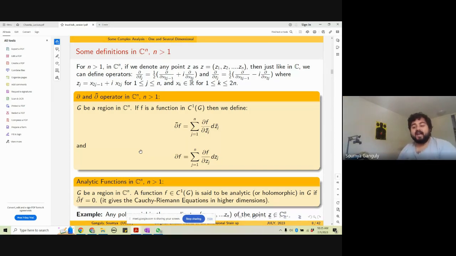Now if you are in Cn, then we define these operators, del z and del z bar. You see that these are nothing but complex linear combinations of the real-valued partial derivatives. Previously you saw that these real partial derivatives at a point make up the real tangent space. Similarly, these derivatives will make up the complex tangent space, which consists of complex linear combinations of the real vectors.